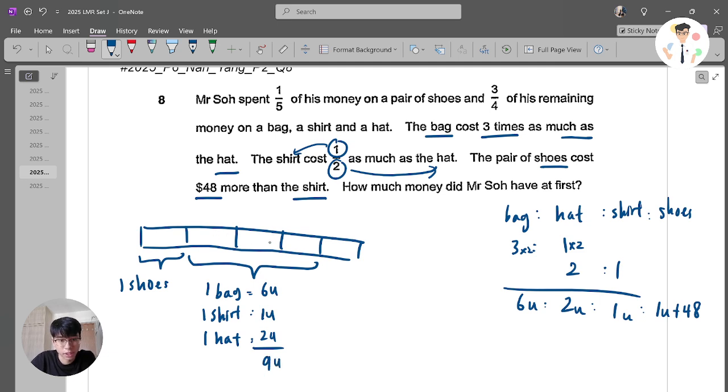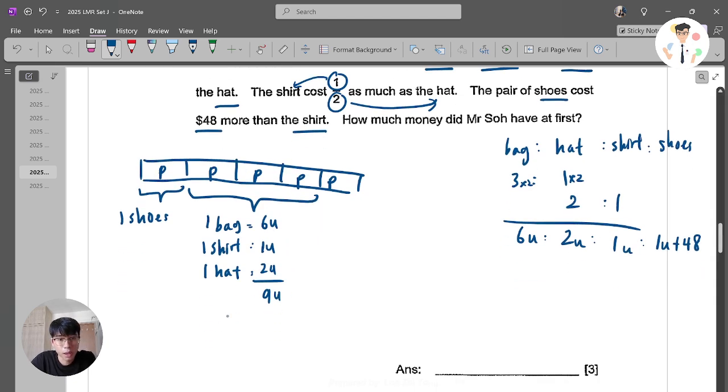But these 3, okay, let me just call this a part. So 3 parts give me 9 units. Correct. 3 parts give me 9 units.